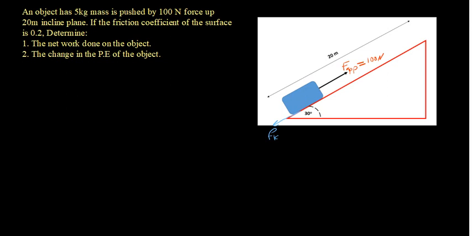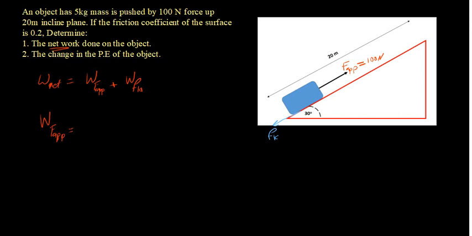Now, we know the distance, it's 20 meters, the angle is 30 degrees. Let's see how this information can help us solve the problem. Now, asking for the net work, the net work is the combination of the work done by the applied force plus the work done by the kinetic friction force, right? Now, we can do them separately, then we can add them up. So let's go with the work done by the applied force.